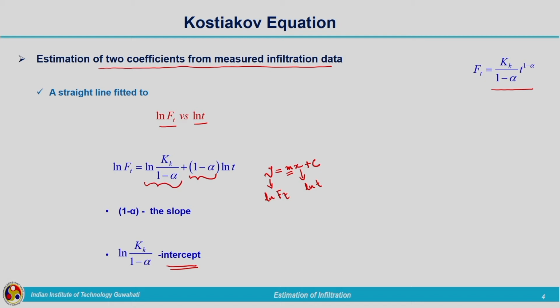So, once we have the data, we will take the natural logarithm of cumulative infiltration and also time, plot them, and after that fit a straight line to those data points. From the slope and the intercept values we can calculate the coefficients corresponding to the Kostiakov equation.